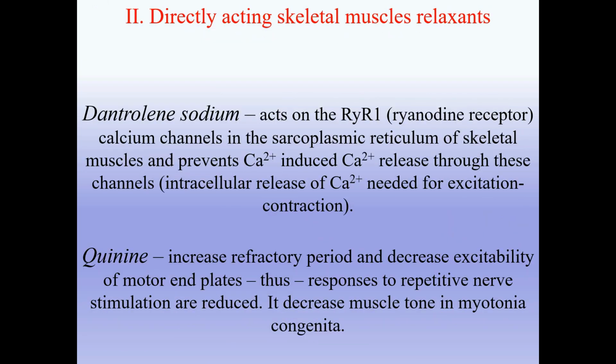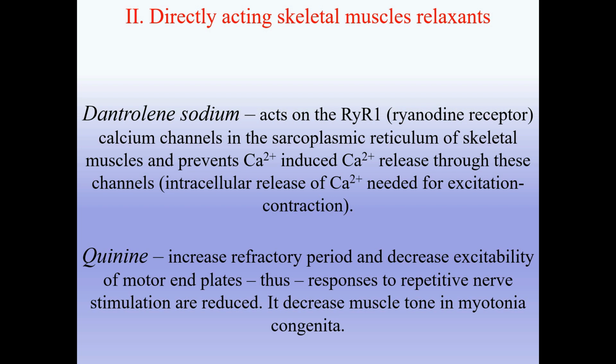The second group of skeletal muscle relaxants is directly acting skeletal muscle relaxants. These are dantrolene sodium and quinine. Dantrolene sodium acts on the ryanodine receptor calcium channels in the sarcoplasmic reticulum of the skeletal muscles and prevents calcium-induced calcium release through these channels, the intracellular release of calcium needed for excitation-contraction.